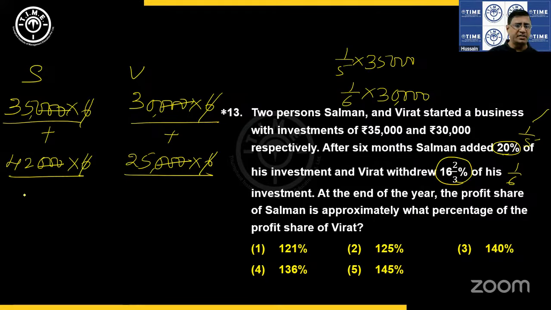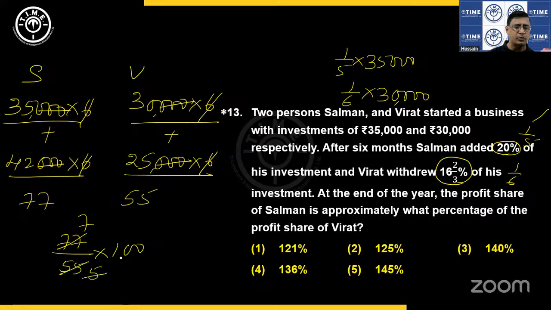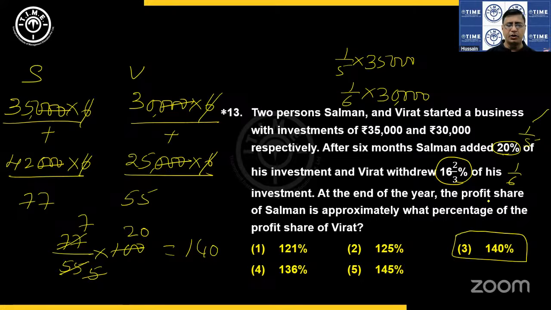35 plus 42, that is 77. And 30 and 25, that is 55. Simplify. What is the question here? At the end of the year, the profit share of Salman, that is 77, upon Virat percentage. 11 goes 7 times here, 5 times there. What about 5? 20 times in 100. Now the result is 140. Right choice, option number 3. Third choice is the right answer.